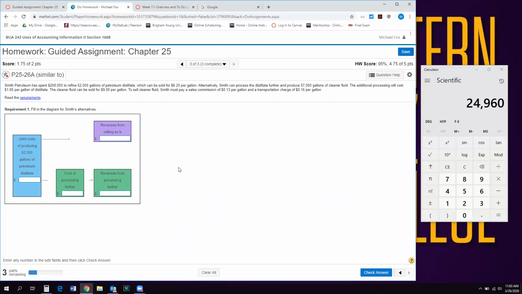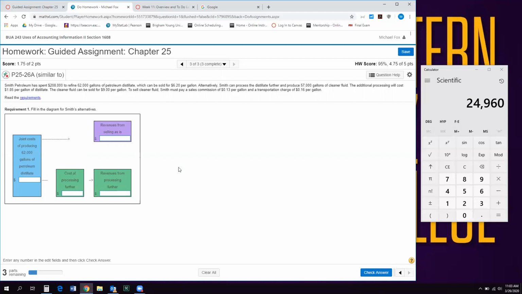All right, and here's the last one. So Smith Petroleum has spent $208,000 to refine 62,000 gallons of petroleum distillate, which can be sold for $6.20 per gallon. Alternatively, Smith can process the distillate further to produce 57,000 gallons of cleaner fluid. The additional processing cost will cost $1.85 per gallon of distillate. The cleaner fluid can be sold for $9 per gallon. To sell cleaner fluid, Smith must pay sales commission of 13 cents per gallon and transportation charge of 16 cents per gallon.